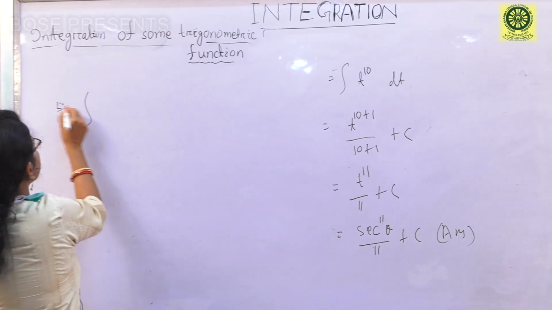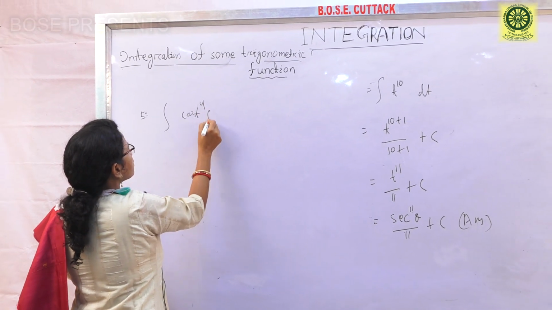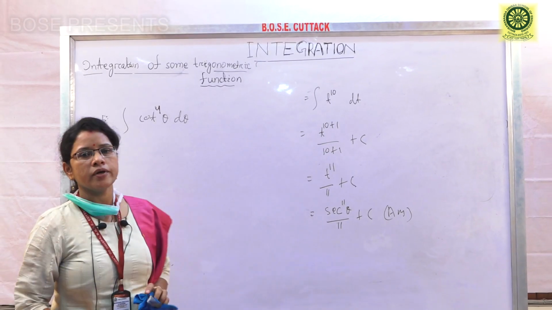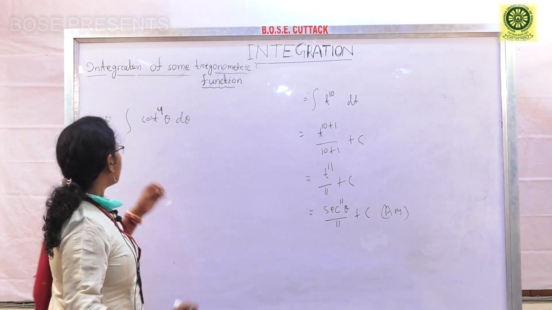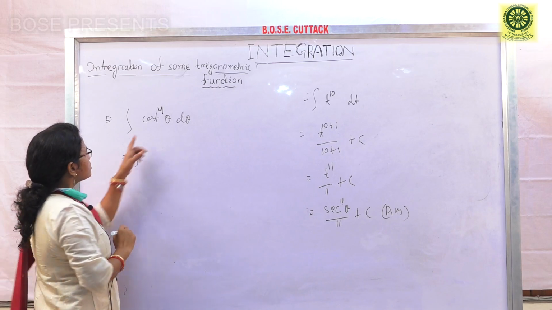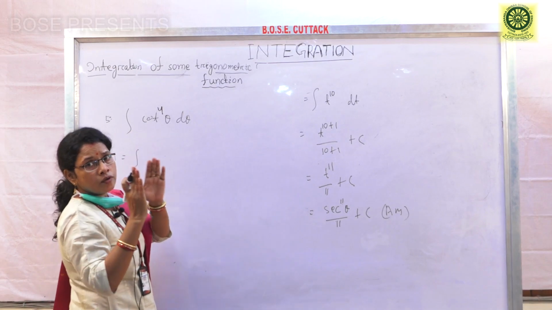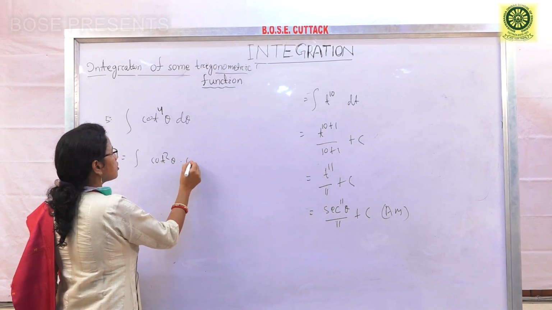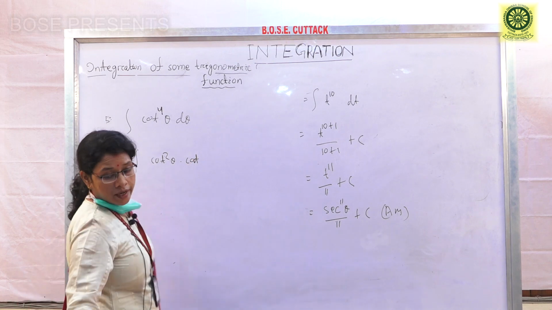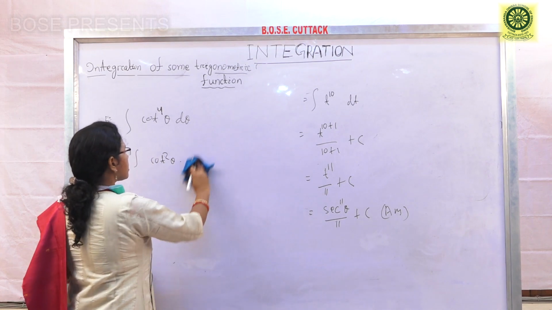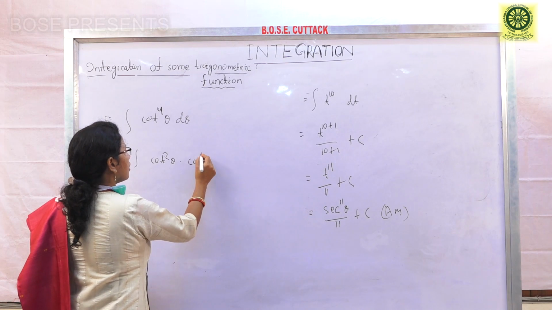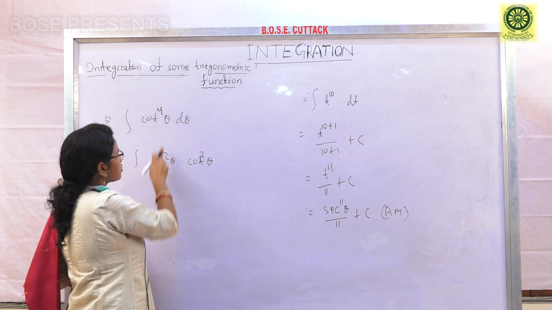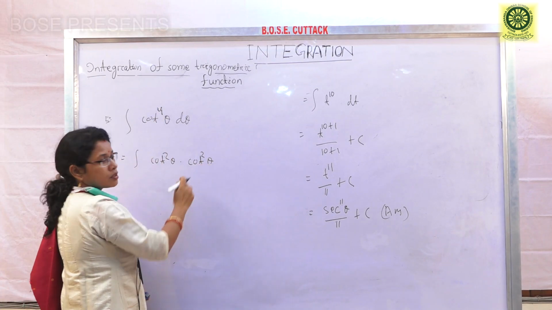You have to integrate cot to the power 4 theta with respect to theta. Just split this function into two functions as cot square theta into cot square theta. That is, just take out cot square theta from this cot to the power 4 theta. So this becomes this.